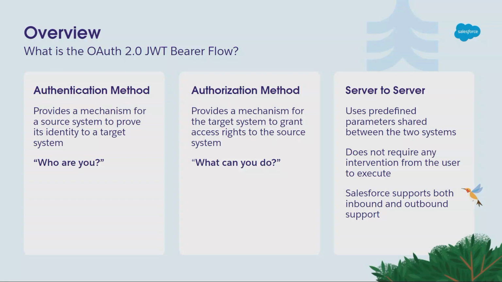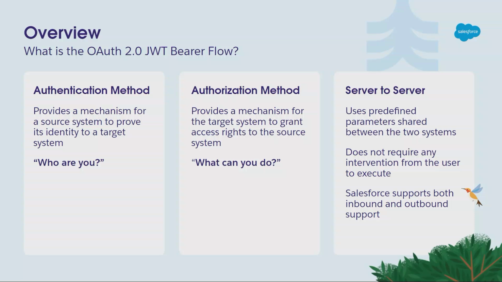We're here to talk about the OAuth 2.0 JWT Bearer Flow. And so we're first going to talk about what it even is. It's a couple of things, but it's mainly an authentication method. So it's going to provide a mechanism for a source system to prove its identity to a target system. You can think about this in simple terms as it answers the question, who are you? It also provides an authorization method, which is providing a mechanism for the target system to grant access rights to the source system, or otherwise answering the simple question of what can you do. So it's answering two halves of this, right, which is who are you, and now if I know who you are, what are you actually allowed to do inside of my system?